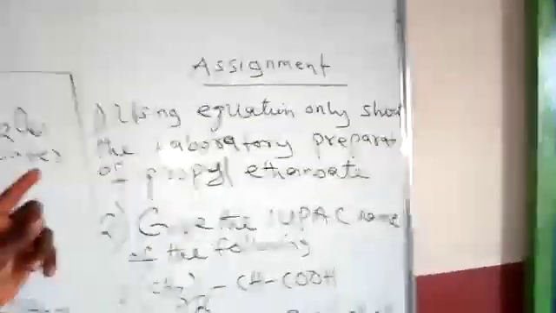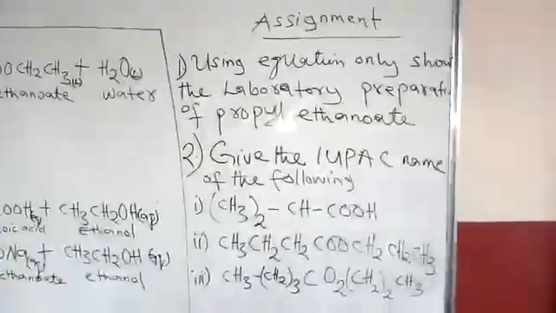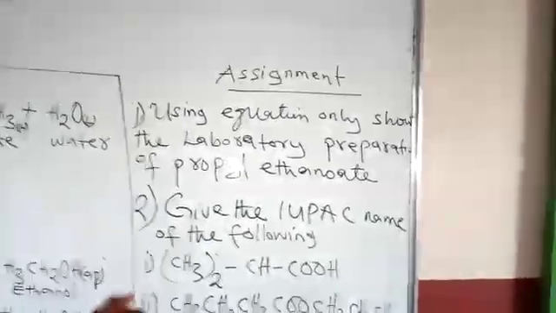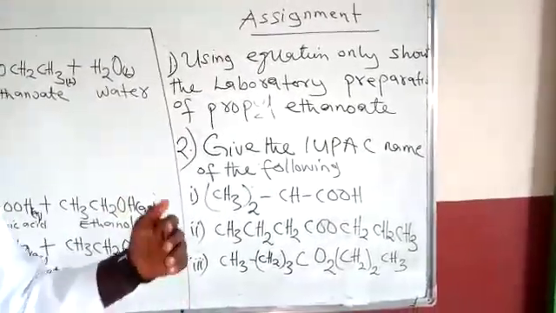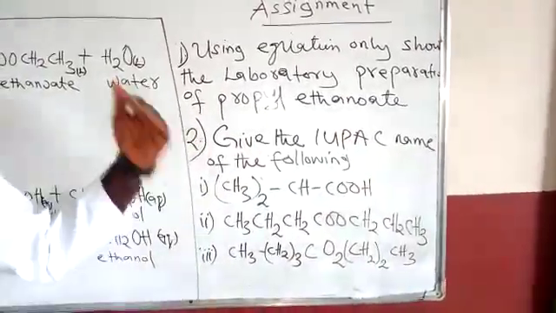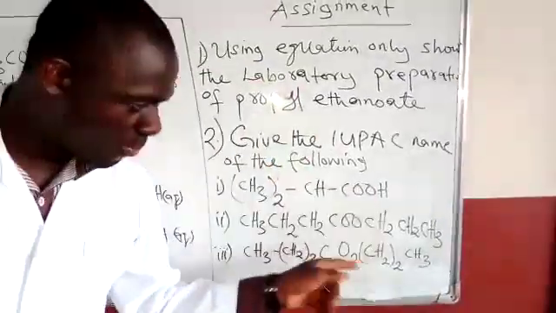Finally, assignments. Number 1, using equation only, show the laboratory preparation of propyl ethanoate. 2, give the IUPAC nomenclature of the following: CH3CHCOOH, CH3CH2CH2COOCH2CH2CH3, and finally CH3CH2(CH3)CO2CH2(CH3)2, then CH3.